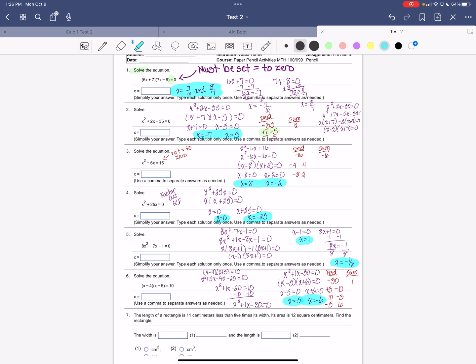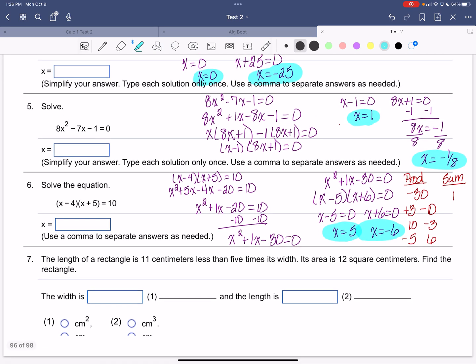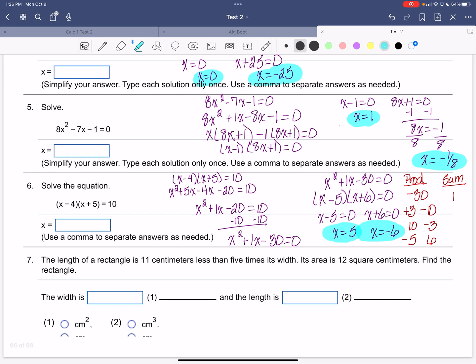The first one that I'm looking at, my first word problem, is a rectangle. The length of a rectangle is 11 centimeters less than 5 times its width. Its area is 12 square centimeters. Find the rectangle.